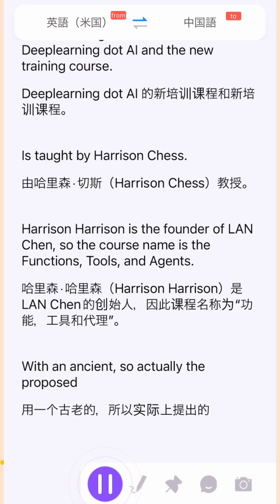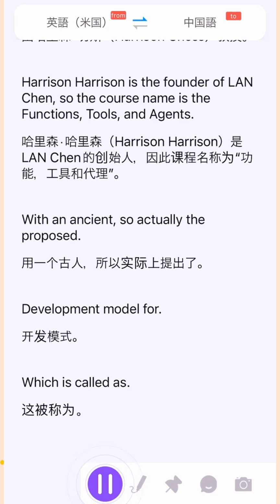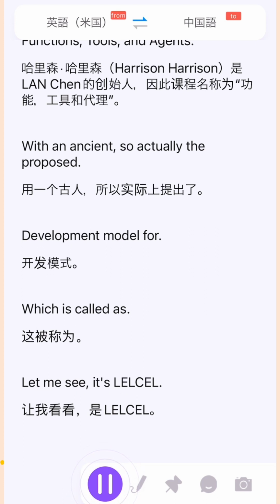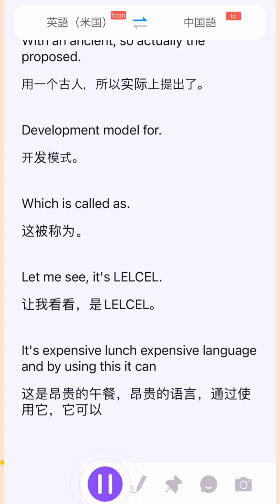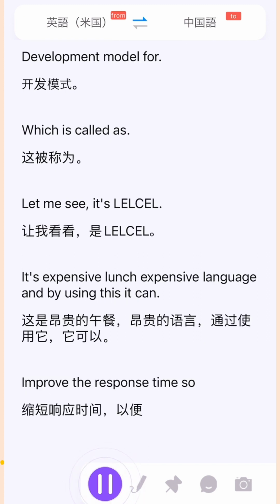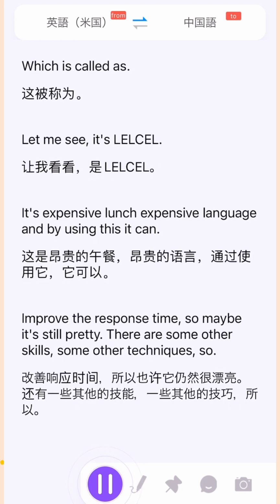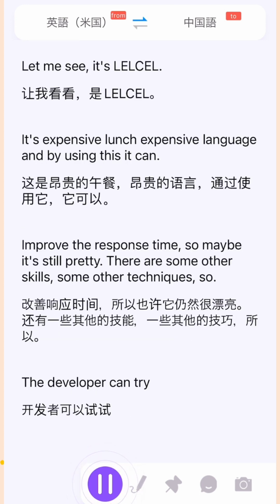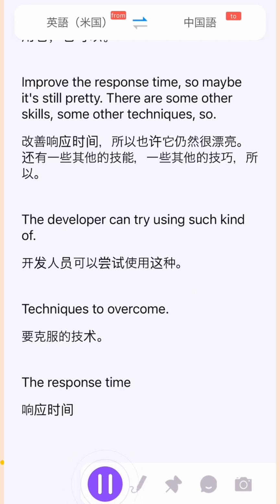So actually it proposed a development model which is called, let me see, LCEL. It's LangChain Expression Language, and by using this, it can improve the response time. There are also some other techniques, so the developer can try using such kind of techniques to overcome the response time issue.